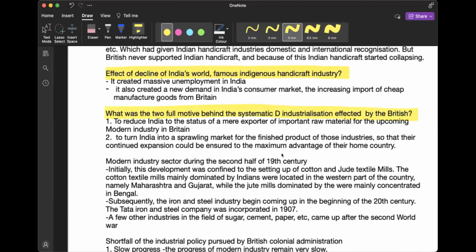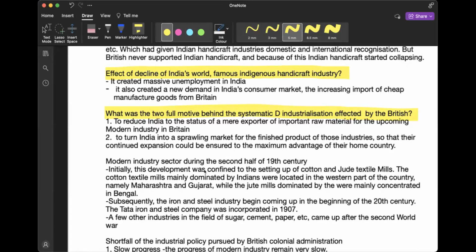So, to reduce India to the status of a mere exporter of raw material. First of all, they didn't want India to earn money. They wanted to make India a supplier of raw material, and they didn't want India to become an exporter of finished goods. So that's why they made India an exporter of raw material. Then, to turn India into a sprawling market for finished outfits, so that continued expansion could be ensured for the maximum. They just wanted India to scroll down so that they could take advantage of it.